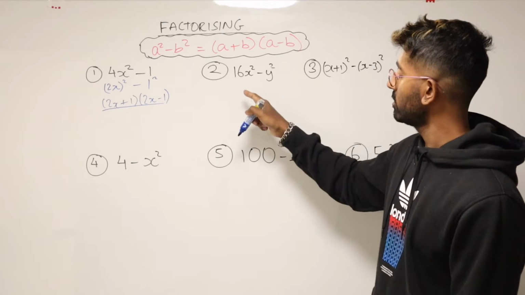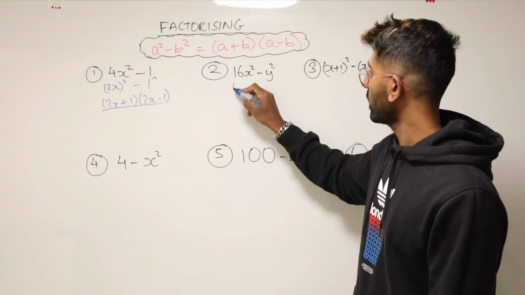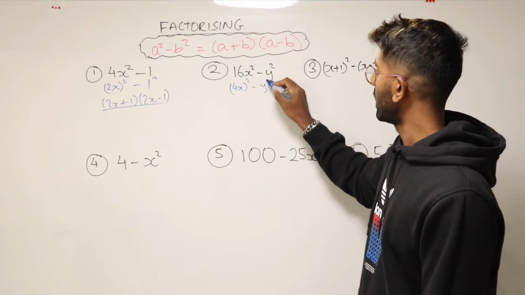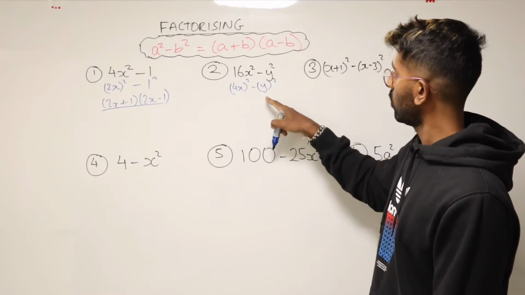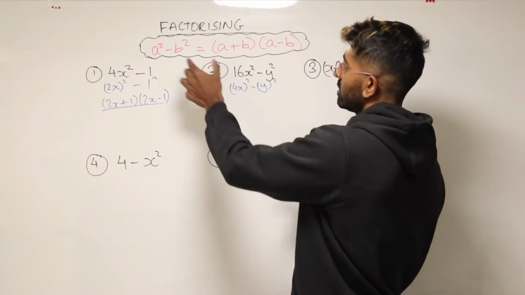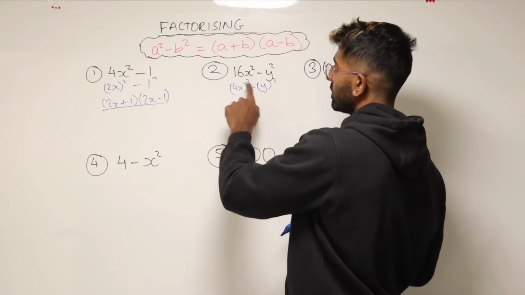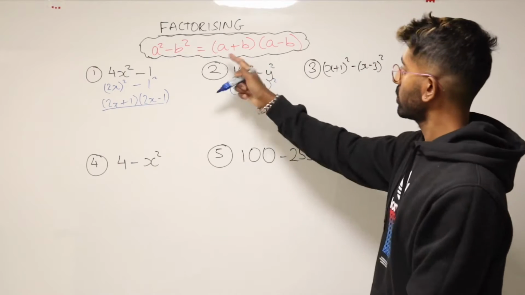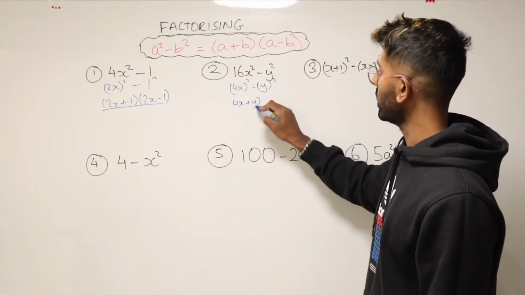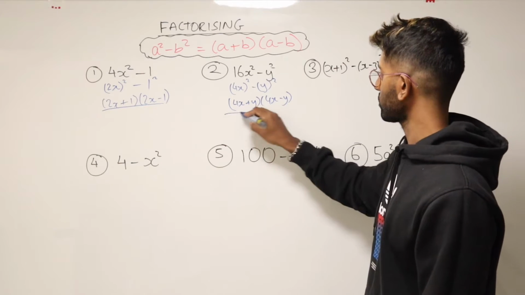Now the next one, again, we need to first of all write this as something squared. So what I can do is write that as 4x all squared and then take away y all squared again. And so now this is in this format right here. We've got 4x squared and then just a y here squared. So we can turn that into two brackets. So we'll have 4x plus y and then 4x minus y.